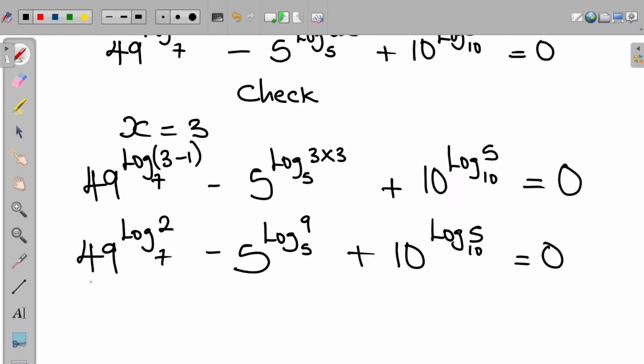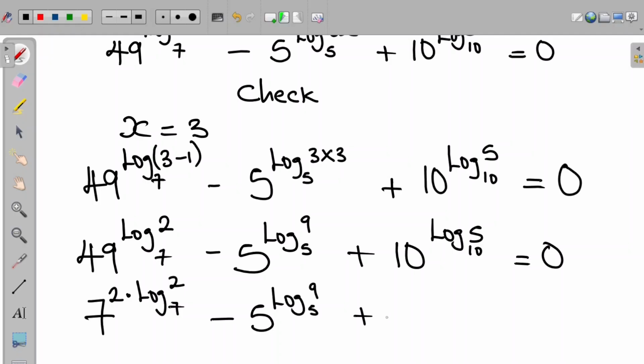So at this point, we can express 49 as 7 raised to the power of 2, multiplied by log 2 in base 7, minus 5 raised to the power of log 9 in base 5, plus 10 raised to the power of log 5 in base 10, equal to 0.